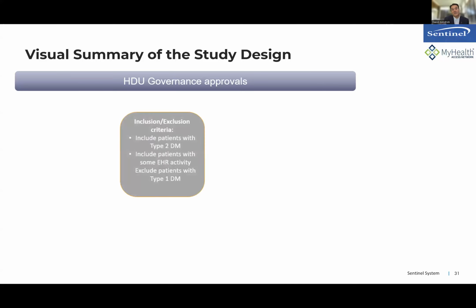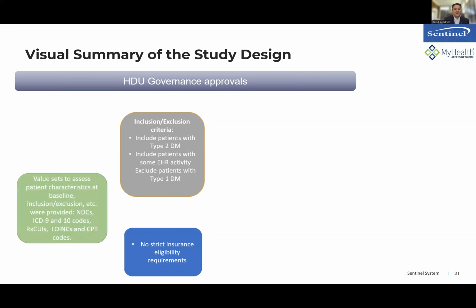So the first element of the design of the study was to include patients with type 2 diabetes, include patients with some EHR activity, and exclude patients with type 1 diabetes from the program. There were no strict insurance eligibility requirements, and as you've heard, our networks are focused around people with belly buttons, not people with a particular insurance, which I think is a real strength of this model and approach.